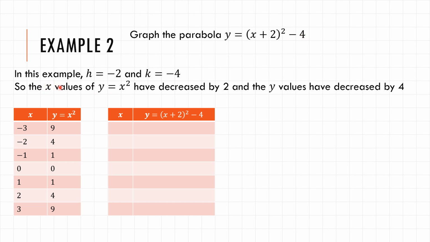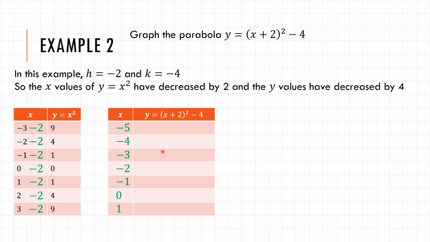So the x values of this basic quadratic have all decreased by 2. And the y values have all decreased by 4. In other words, I could just take all of these x values and subtract 2 to find the new x value. That's -5. -2 minus 2 is -4. And I can do that for all of these x values right here. I can find out what the new x coordinates are, because all of them have gone down by 2. That's what happens when you move something 2 units to the left.